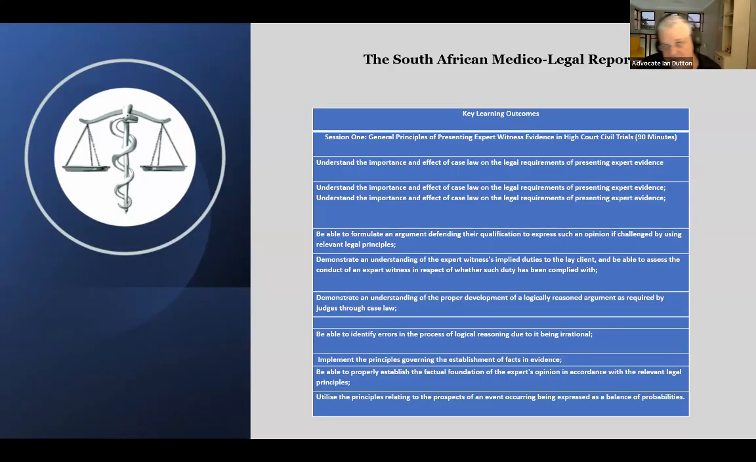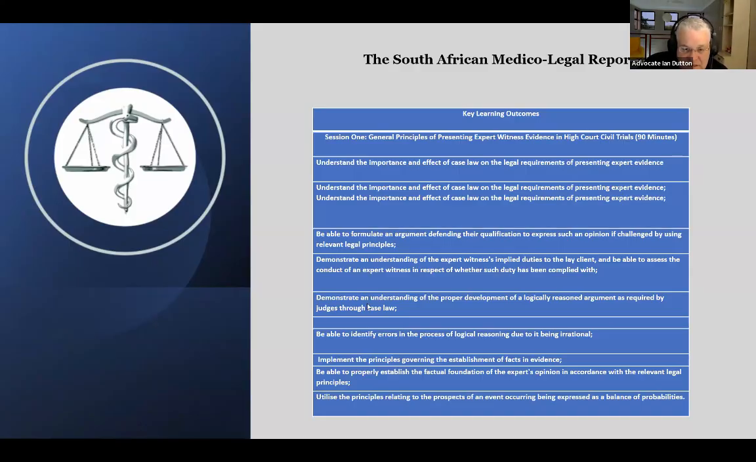We haven't really seen the courts move into this area yet, but there have been some ominous sounds from the courts. If expert witnesses do not comply with their duties and do not have a proper understanding of what their duties are towards the lay client, i.e. their duties towards the courts, be aware of the potential implications. So that's the next one.